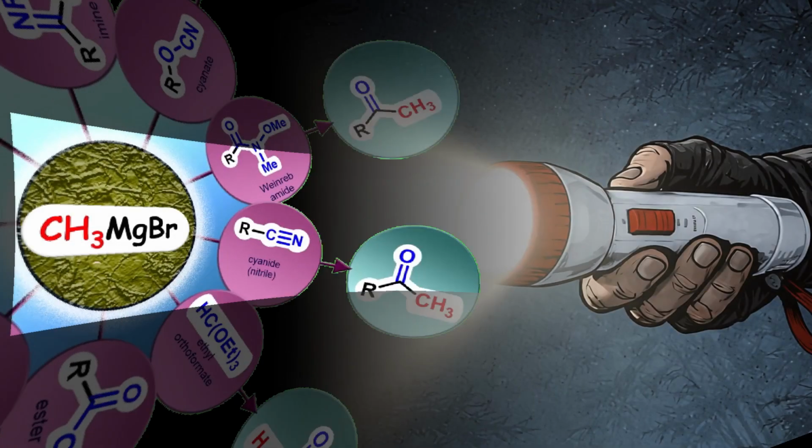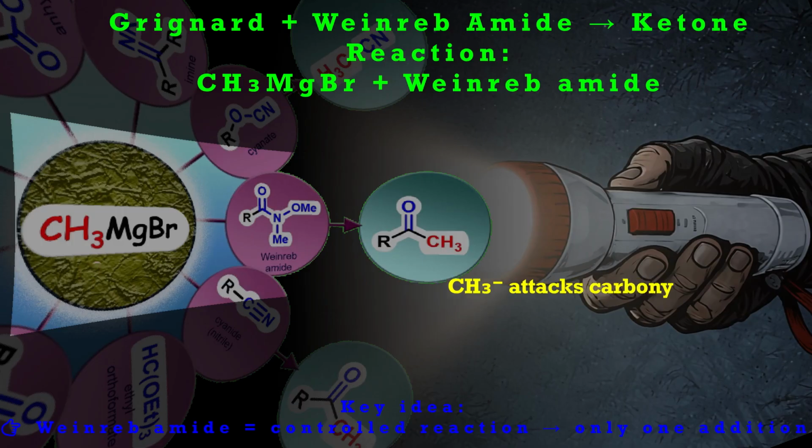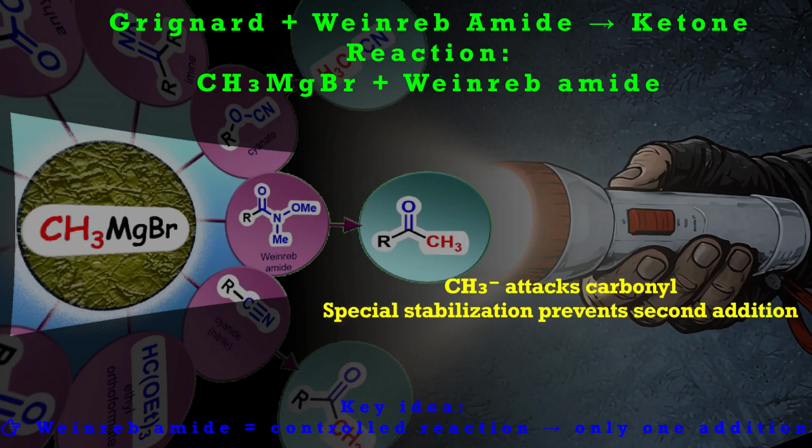Reaction 4. Grignard plus Weinreb amide gives ketone. This is a very important controlled reaction. Grignard attacks the carbonyl, but due to special stabilization, the second addition is blocked, so the reaction stops at the ketone stage. Key idea: Weinreb amide allows only one addition.